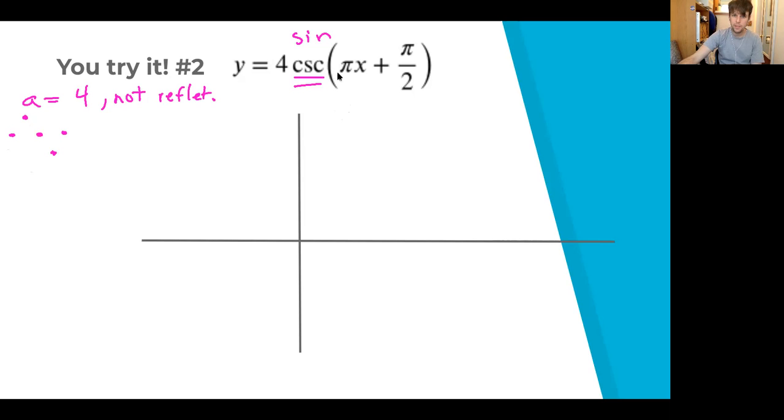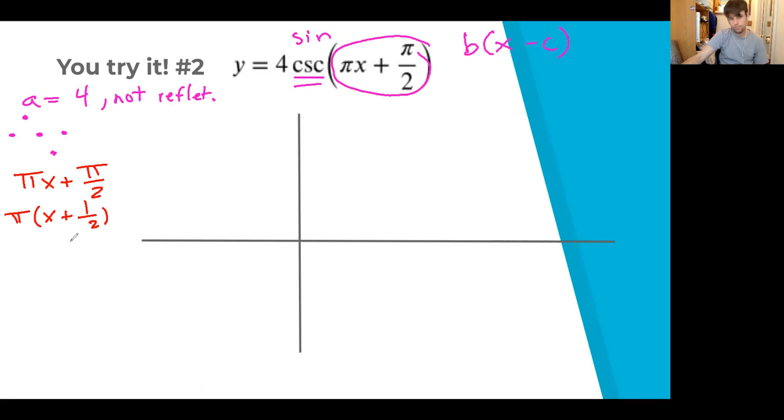The b value in this case, so remember the b value always needs to be factored out. It's got to be b times x minus c, or plus. Plus is fine too, but it's got to be like this. Currently our b value is multiplied in, so we got to factor that out. In this case, our b value is pi. Factor that out of the parentheses here. So we have to divide both of these terms by pi. It leaves us with an x. It leaves us with a half.